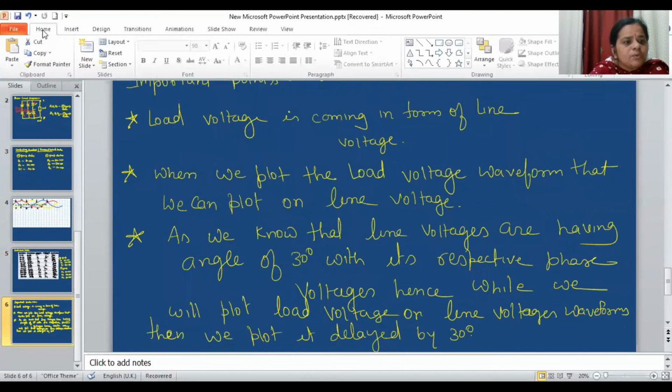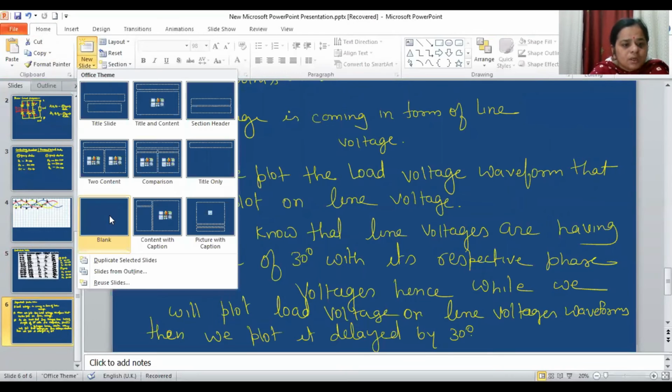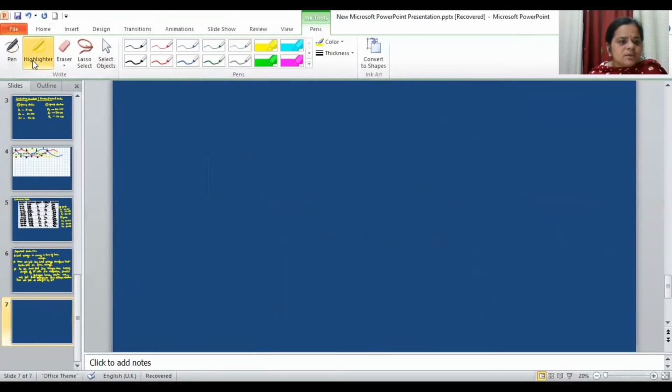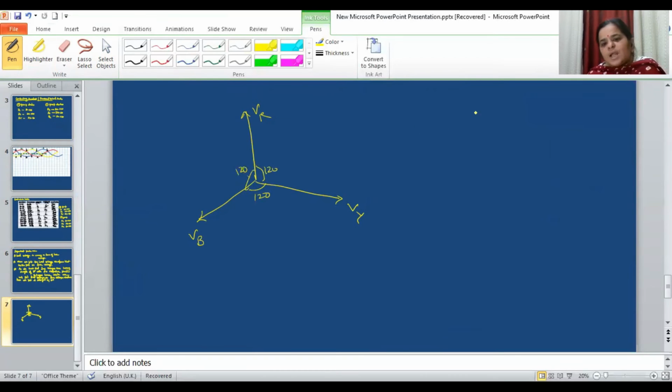Now I am showing you how the line voltages are apart by an angle of 30 degrees from the phase voltages. You know that the three phase voltages are apart by an angle of 120 degrees. So this is how we will plot the three phase voltages: 120, 120, 120. Now what are the line voltages? VRY, VRB or VBY, VYB, like this.